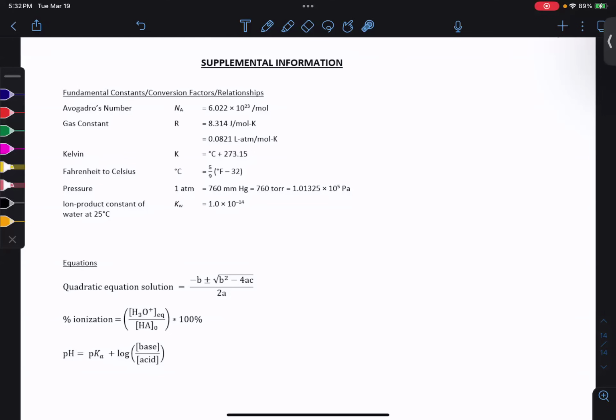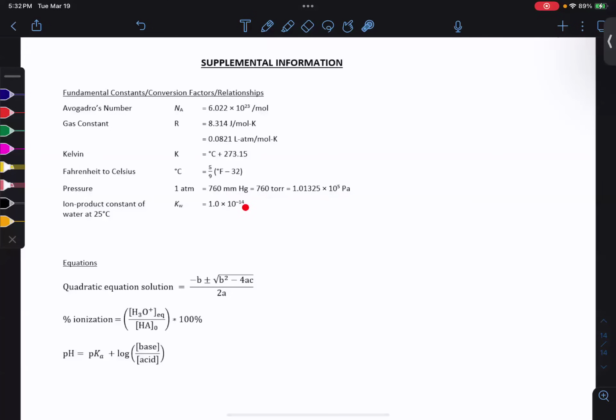We give you a bunch of constants. So Avogadro's number, but I hope at this time you know what that is. We give you the two types of gas constants, though in this chapter, 16 and 17, we don't really use R, I think, at all. Kelvin conversions, Fahrenheit to Celsius, doubt that you'll use that.